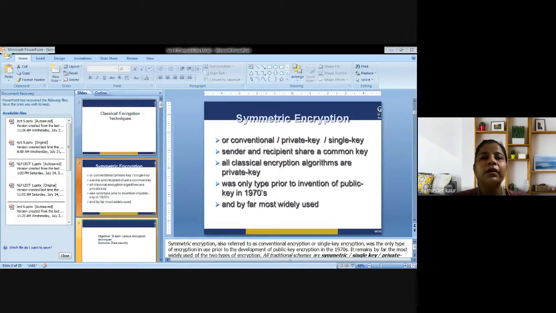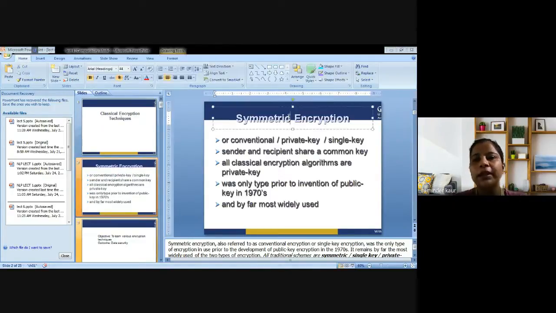Now let's discuss the various types of symmetric encryption. It could be a conventional private key or single key, where sender and recipient share a common key. All classical encryption algorithms are private key. It was the only type prior to the invention of the public key in the 1970s, and it is by far the most widely used technique.